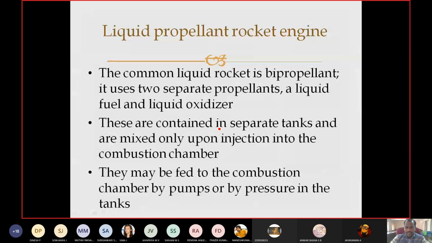So if we keep the tank at the top of the jet, we can get the pressure due to gravity, so we can feed directly to the combustion chamber, or else we can provide some pumps to feed into the combustion chamber.